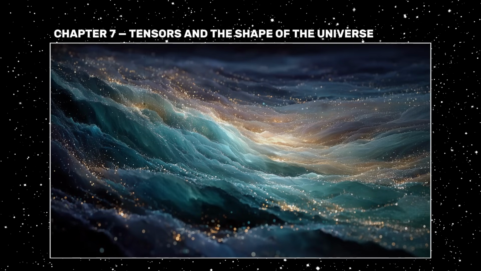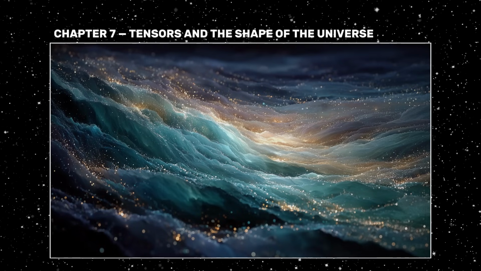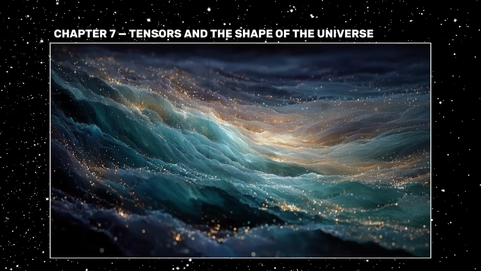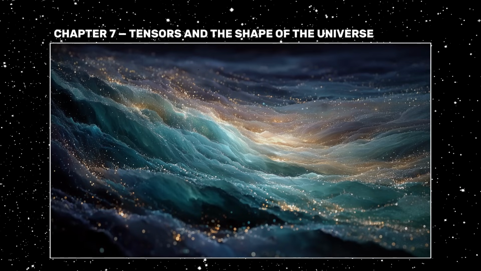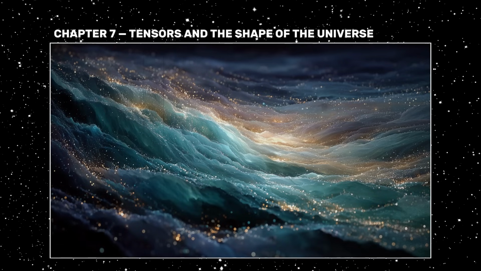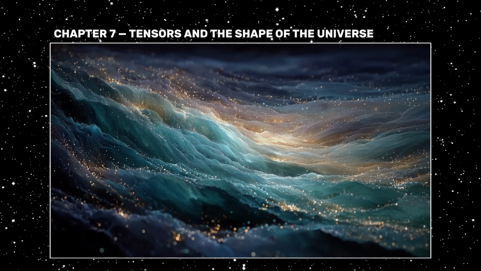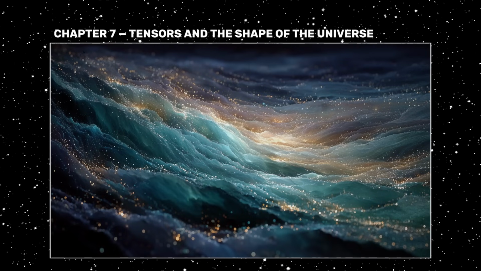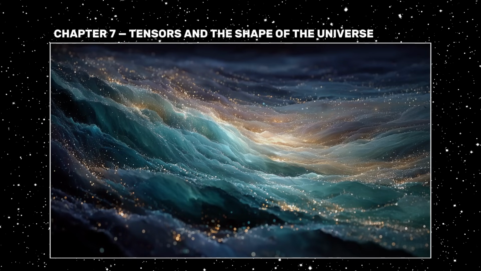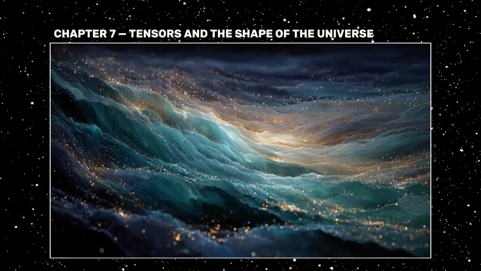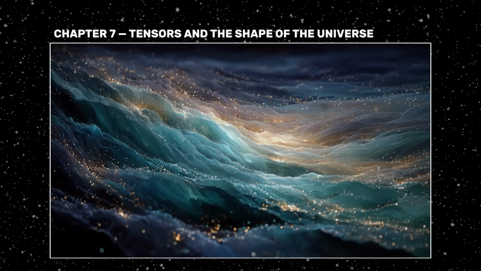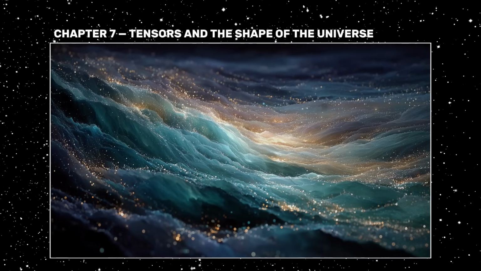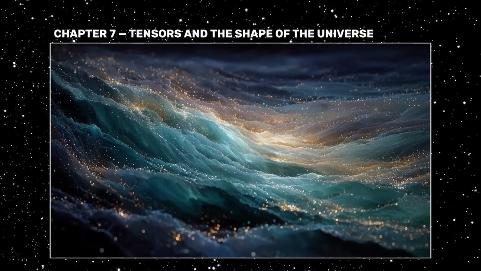Under these assumptions, the FLRW metric reduces the complexity of Einstein's equations to a manageable form, allowing cosmologists to explore the possible shapes of the universe. The results fall into three broad categories: flat, closed, and open universes. A flat universe corresponds to zero spatial curvature. Here, parallel lines remain parallel, and the rules of Euclidean geometry hold true on cosmic scales.